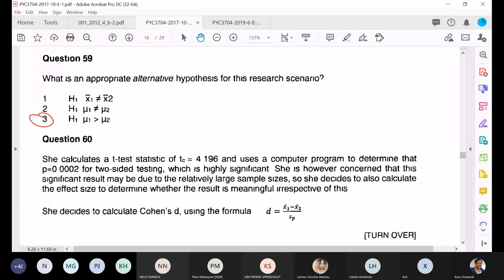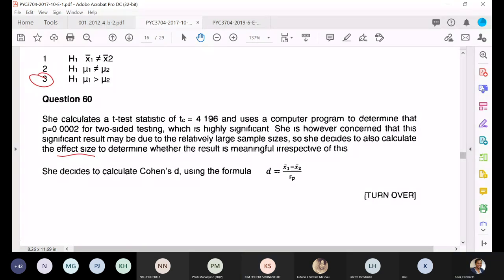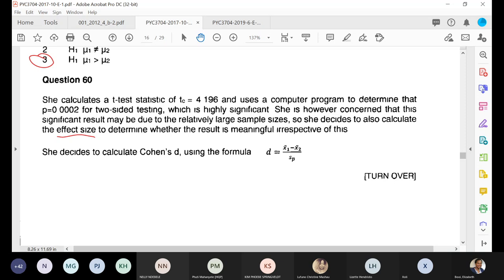She is, however, concerned that this significant result may be due to the relatively large sample size. So she decides to calculate the effect size, which is the Cohen's D, to determine whether the results are meaningful or irrelevant. So she decides to calculate the Cohen's D using this formula.